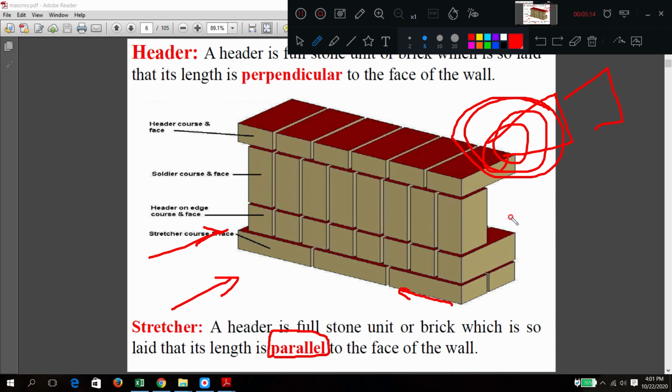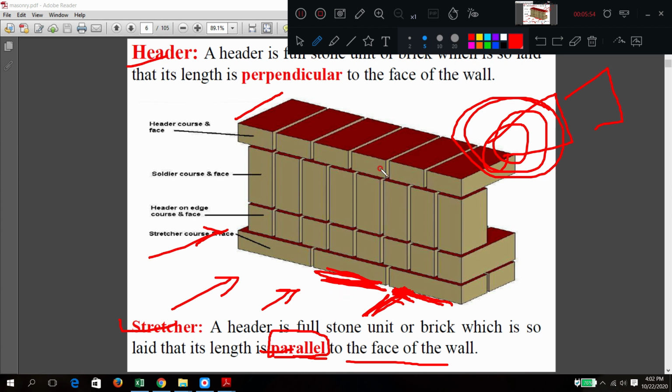This is one concept. Next, the unit is parallel to the face of the wall such that its largest portion is exposed when you see from this side. So, length perpendicular to the face of the wall is a header. Length parallel to the face of the wall is called a stretcher. Is that okay? Now, which one appears lengthier? The stretcher course appears lengthier.